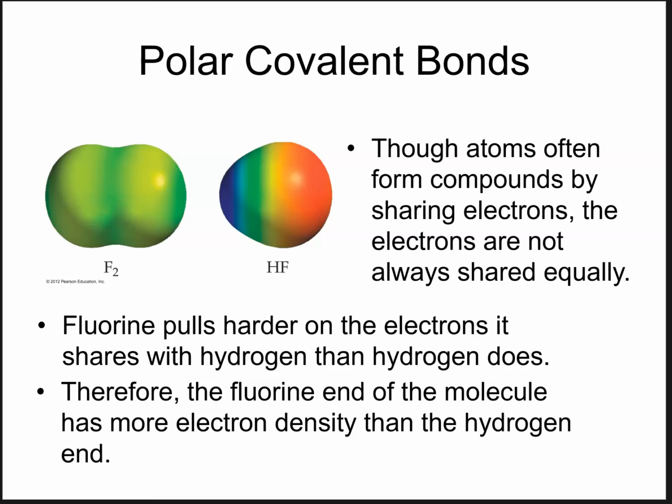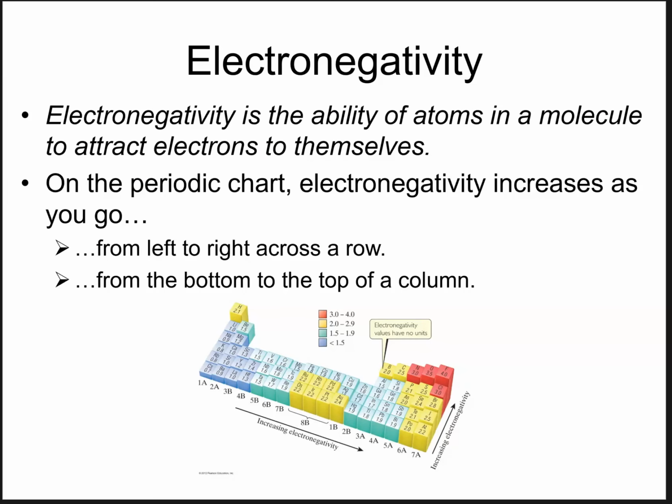Now, electronegativity is the ability for an atom to attract an electron to itself. It's not the same as electron affinity, where you actually get to deposit an electron into an element. Electronegativity is simply the ability for an electron to be attracted to another atom, but not leave the parent atom.